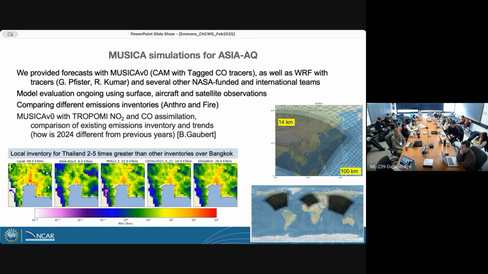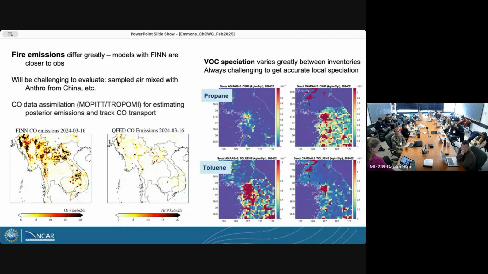And Ben is also going to help by doing data assimilation with MUSICA V0, with the TROPOMI NO2 and CO, to try to optimize and help evaluate the emissions, as well as provide comparison to other years.